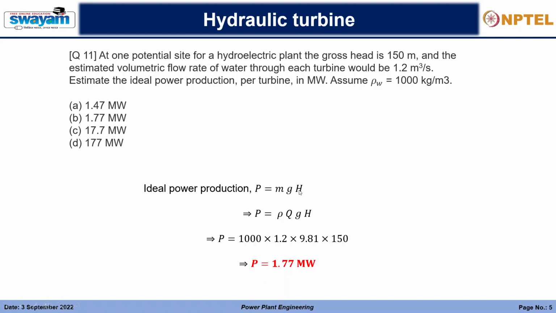So the ideal power production is simply mgh. m can be split into rho times Q, where Q is the volumetric flow rate. Then we will get 1.77 megawatts. So this is our answer. Ideal power production means, as we talked about the head losses and other losses, that the whole kinetic energy of the water is converted into work done without any losses. That is called the ideal power production.